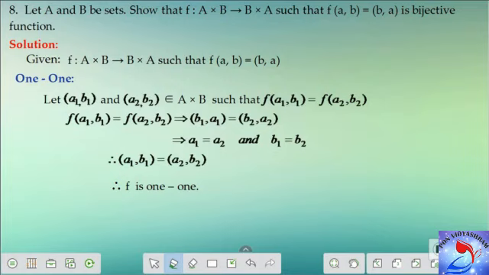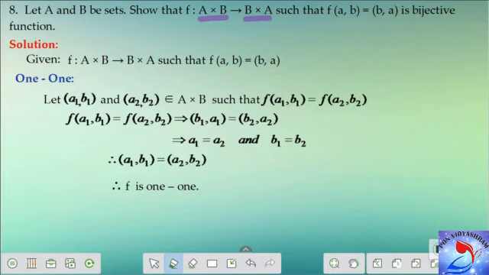Here we are given a function f from A cross B to B cross A, and the function is defined by f of (A, B) equal to (B, A). That is, if you have an element f of (A, B), the output will be the flipping of A and B. That is, A and B will be flipped as (B, A). This is the function defined here.